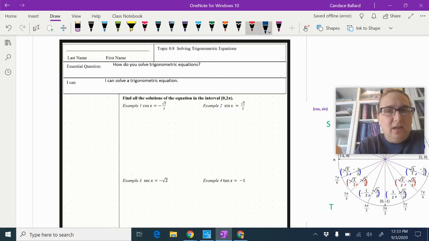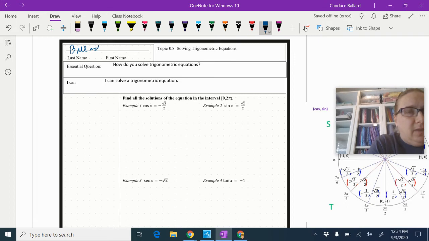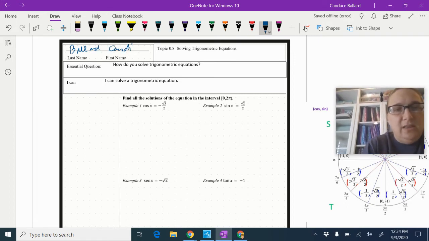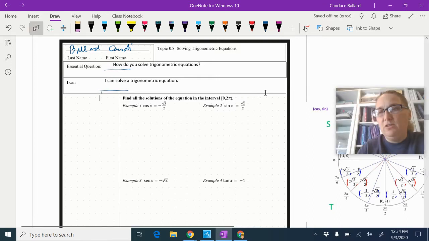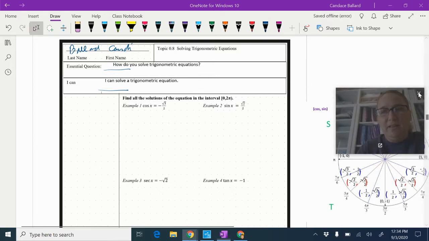Again, always put your last name and your first name on the notes. Don't forget to write the essential question and the I can statement. We're going to basically learn how to solve trig equations in multiple forms today. And always write 2 comments or questions between the I can statements, essential question, and the summary. I'm going to go ahead and turn off the camera so you don't have to stare at the ceiling.